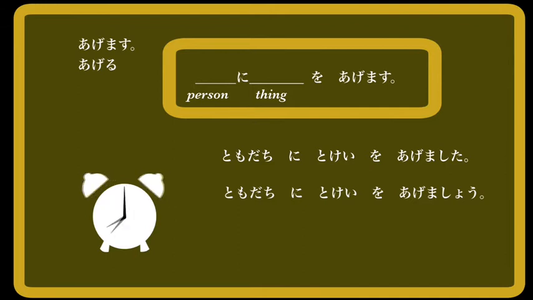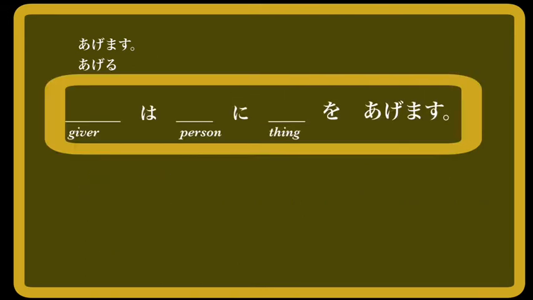If you want to suggest something, you could say tomodachi ni tokei o agemashou, using the mashou ending meaning let's. Let's give our friend a clock. Tomodachi ni tokei o agemashou. Let's give them a clock as a suggestion of a gift.